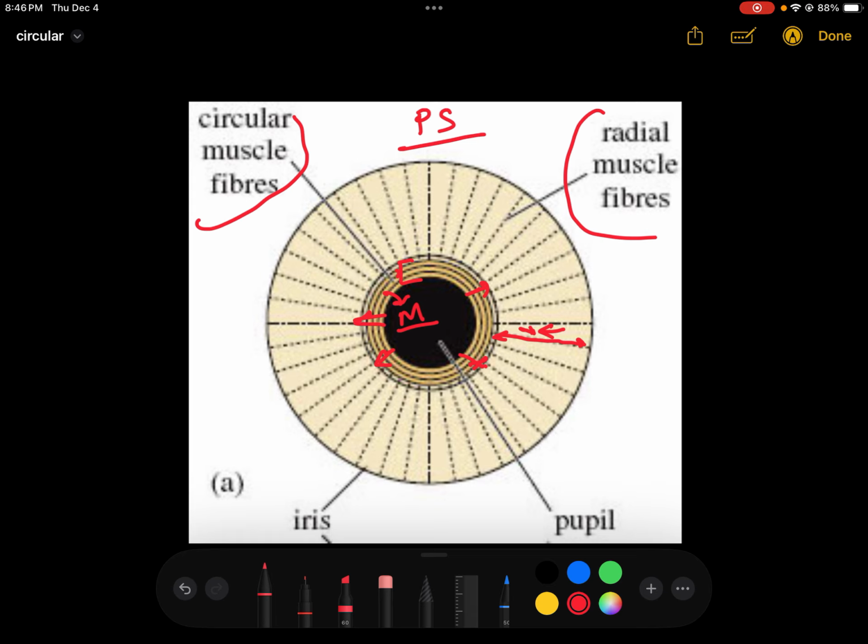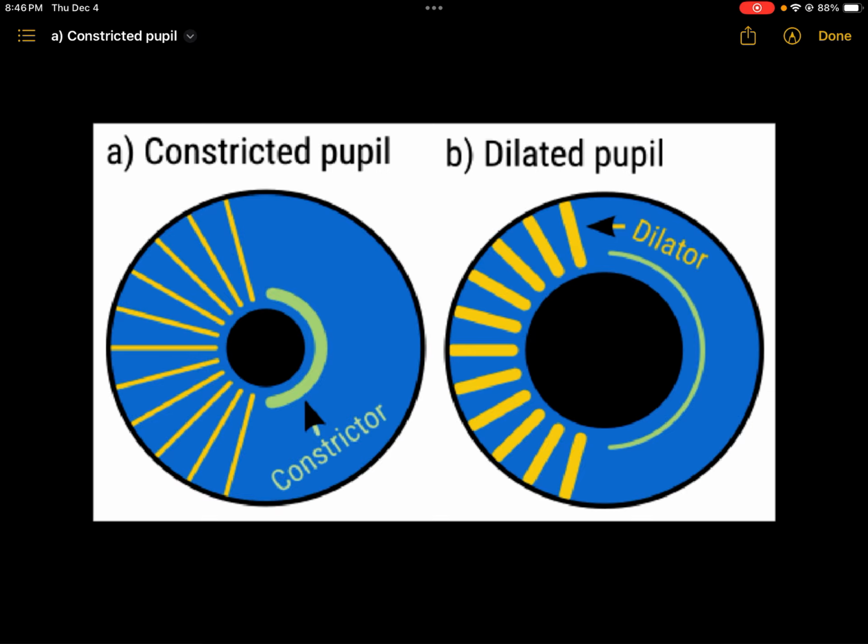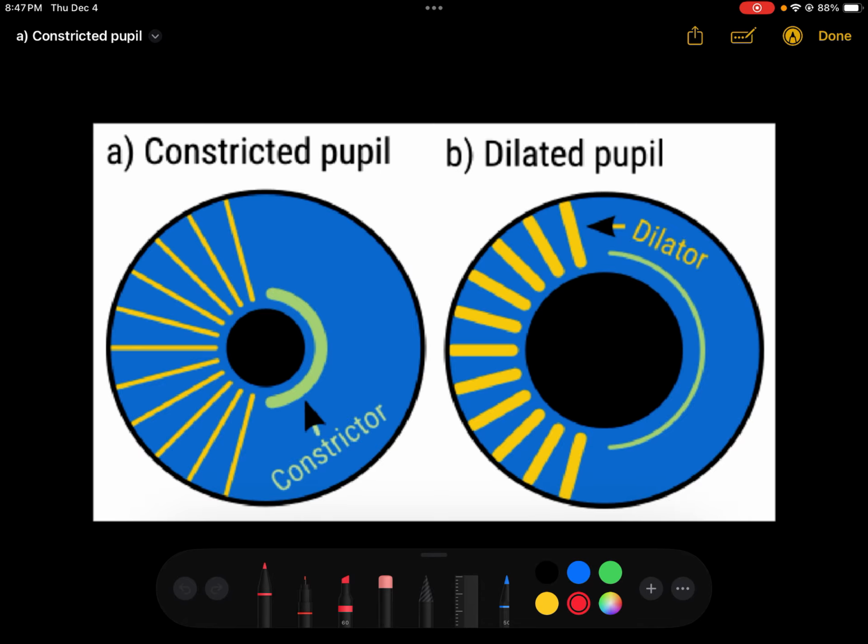Then sympathomimetic mydriatics. These drugs cause contraction of the radial muscles of the iris. These are the radial muscles. Consequently, dilatation of the pupils occurs. This is the normal pupil and this is the dilated pupil.